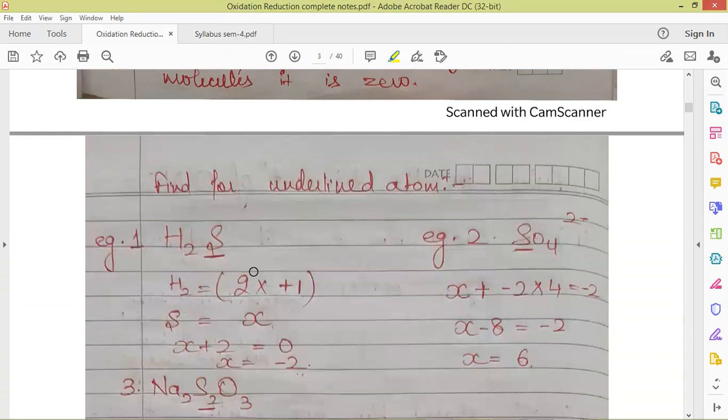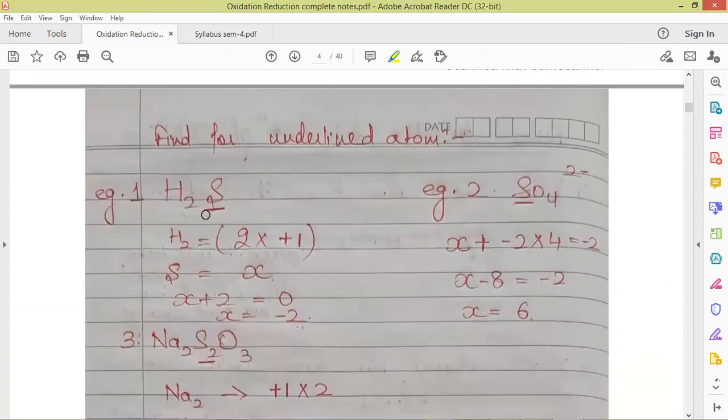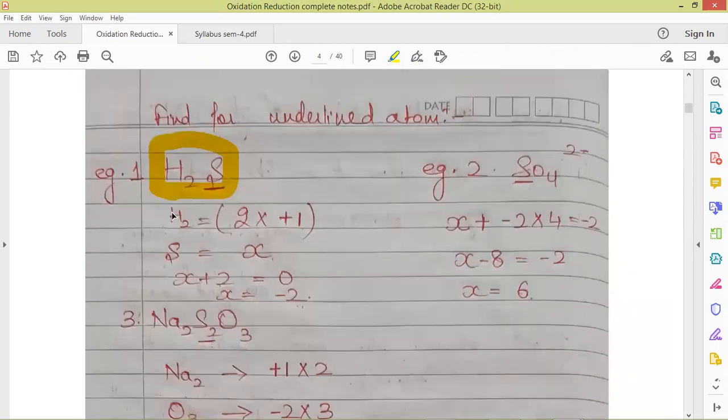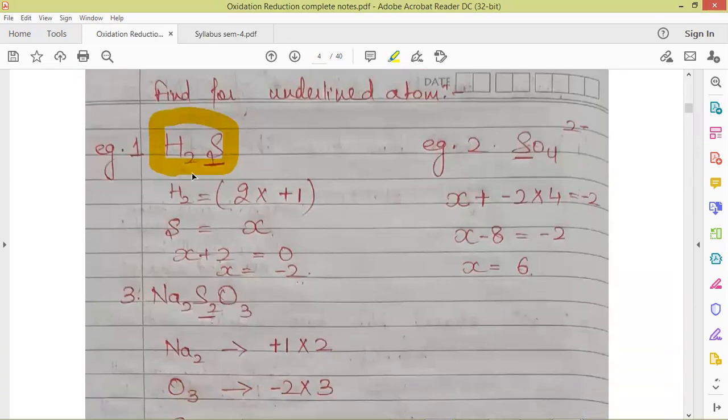So let us apply these rules on these compounds. Let us see if we can use the information we have got from the above rules and apply it to these compounds. Here it is H2S. We have learned that hydrogen is always +1, except in the case of hydrides where it is -1. So here we have to find the oxidation number for sulfur. Hydrogen is +1, so 2 into +1 plus X, where X is for sulfur, is going to be equal to 0.